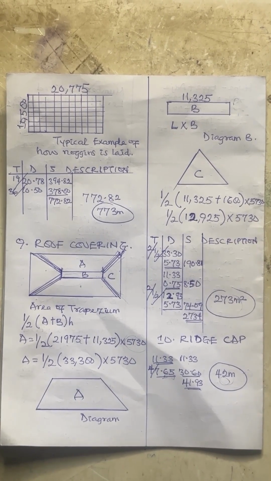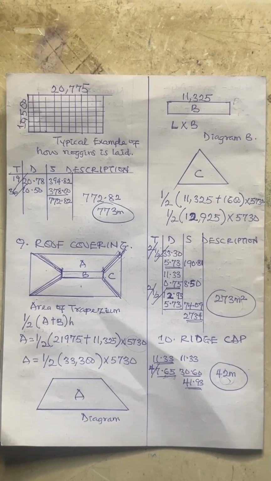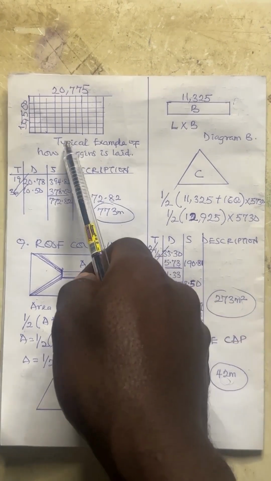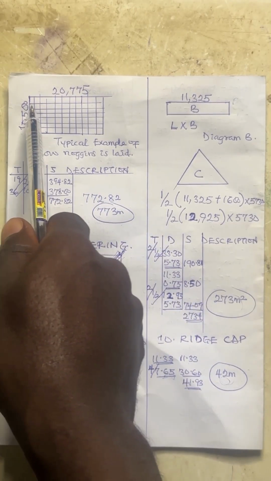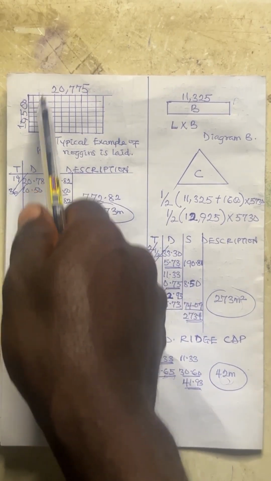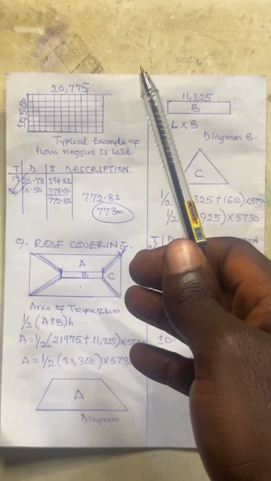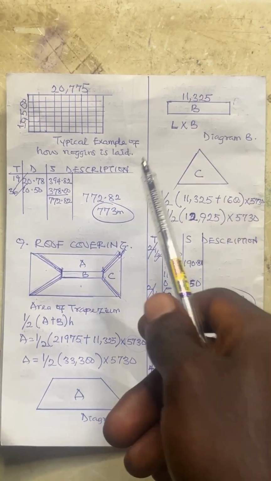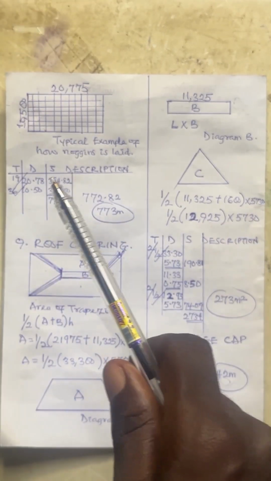In my last video, I promised we are going to calculate noggins. This is a typical example of noggins. You can see we have a horizontal run, then we have something like this, though both are horizontal runs. This is how it will be laid in each room.